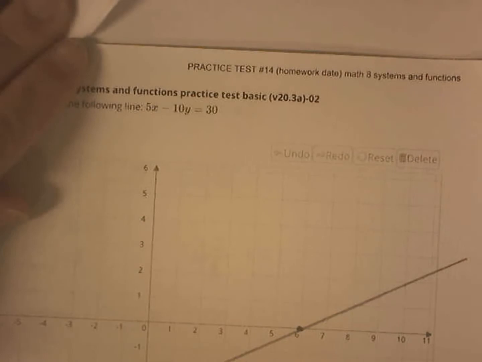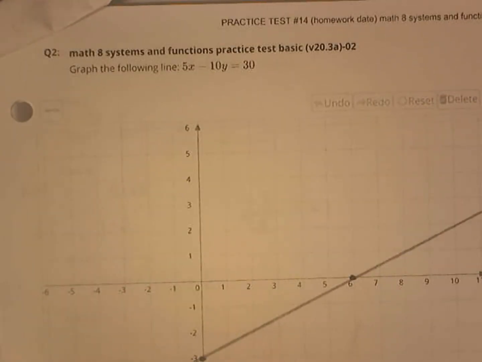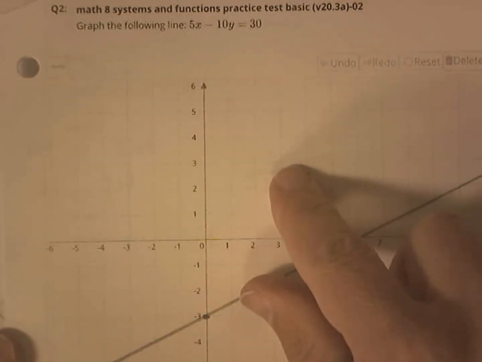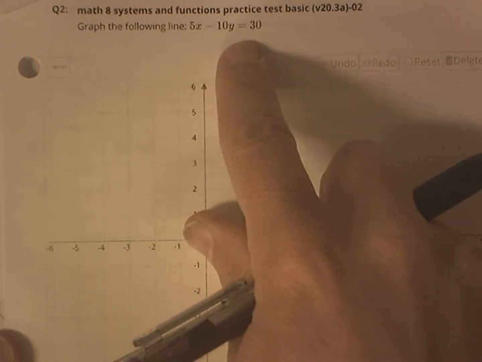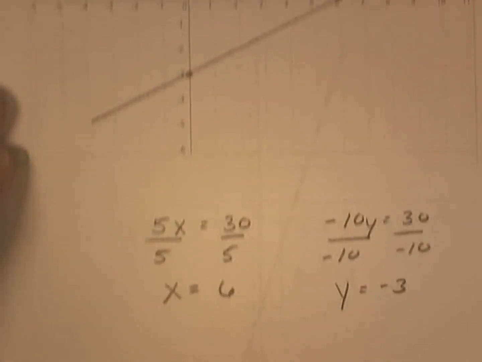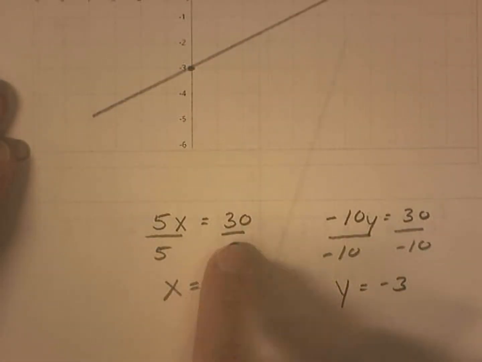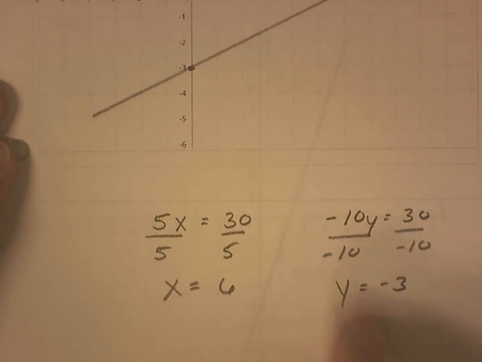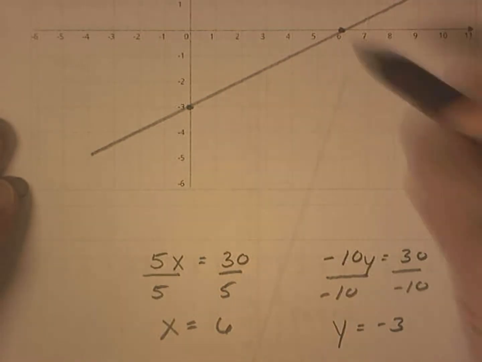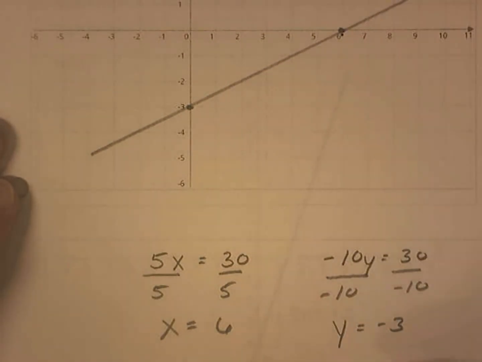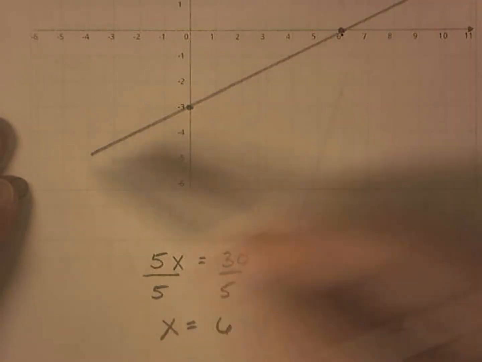All right. Looks like another graphing problem. This time it's in standard form, so I'm going to break it up into two mini equations: 5x equals 30 and negative 10y equals 30. So 5x equals 30, that means x equals 6. Negative 10y equals 30, so y equals negative 3. So those are my intercepts. I have an intercept at x equals 6, there it is right there, and y equals negative 3 right there. And I connect the dots with a line. So that's graphed.